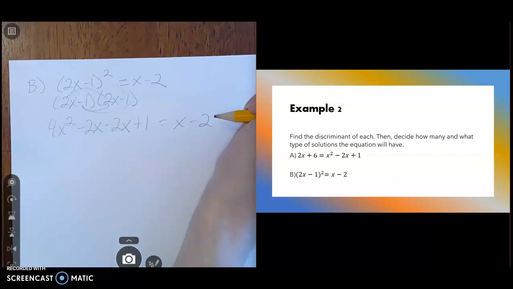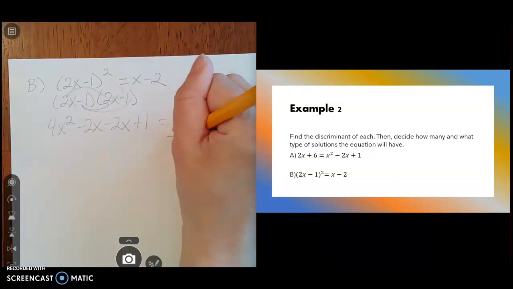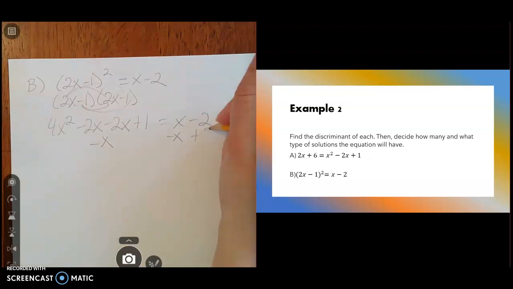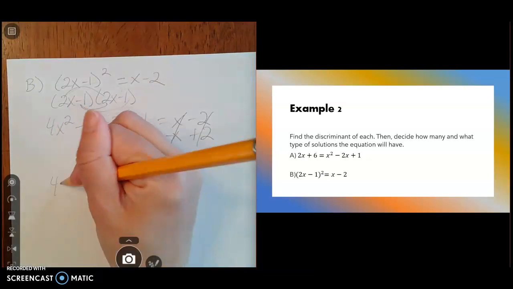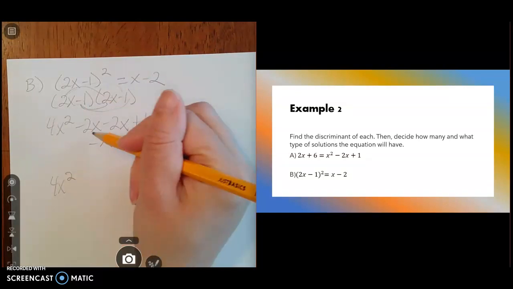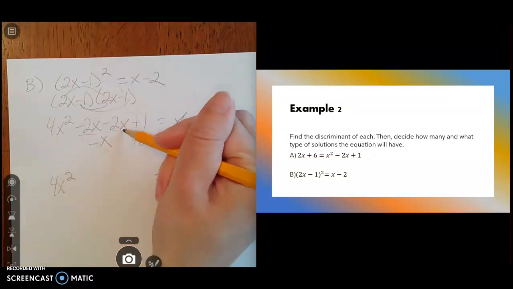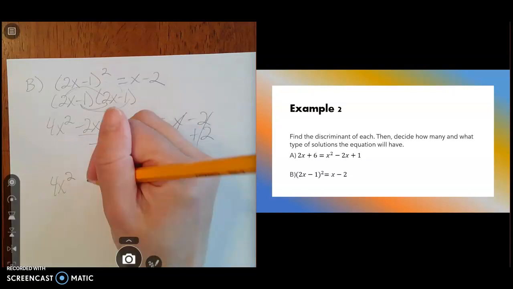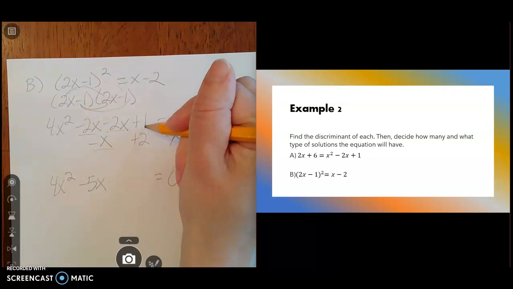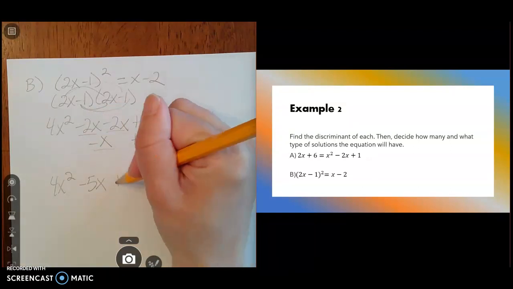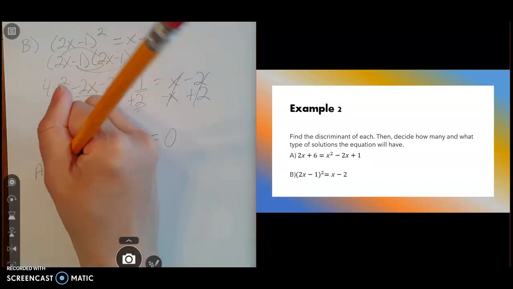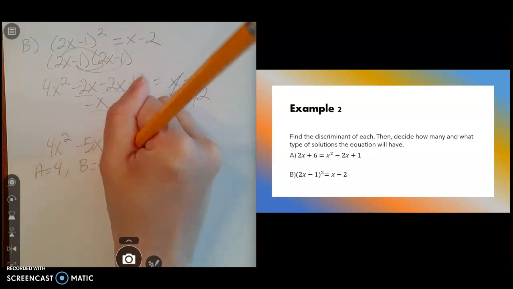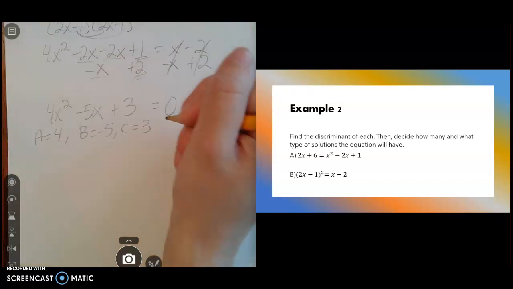Then I would love to get everything on the same side of my equation so that it equals 0. So I'm going to subtract x from both sides, and I'm going to add 2 to both sides so that it equals 0. Okay? On this left side, I'll still have a 4x squared. When I combine like terms, negative 2x minus 2x is negative 4x. Minus another x is negative 5x. With my constants, 1 plus 2 is 3. So now I'm in standard form. I can see that my a value is 4, my b value is negative 5, my c value is 3.